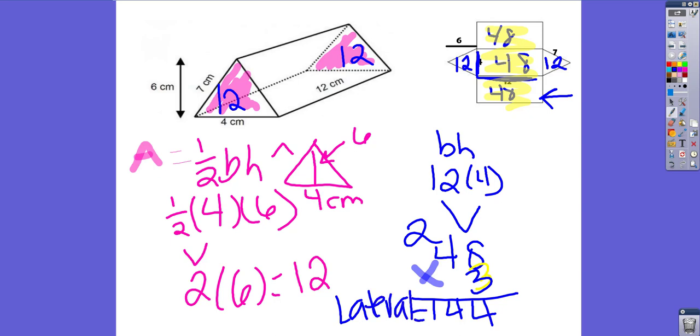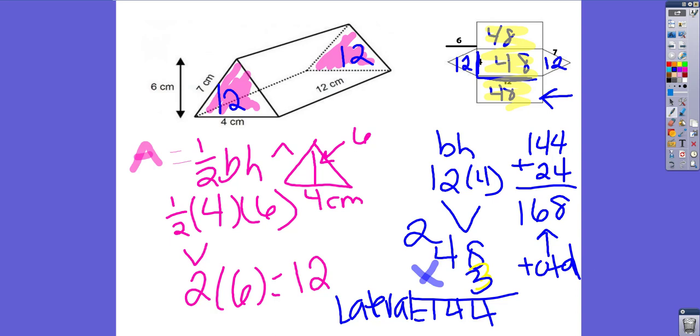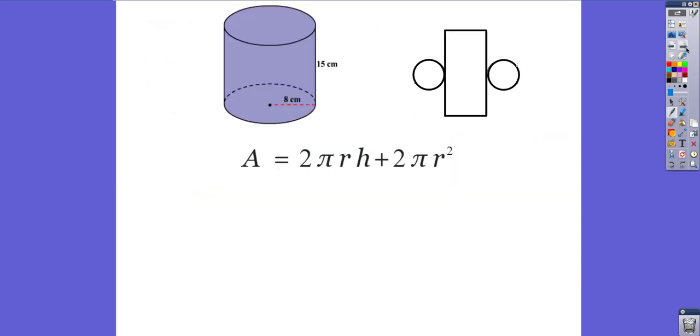Now if the question was asking me for the total surface area, it would be those and then my 2 bases, which were those 2 triangles. So that would be 12 and 12, which equals 24. And then when I add those, it gives me 168. So that would be my total surface area. So we have lateral surface area, that meant I just wanted the sides, or my total surface area wanted the area of everything combined. Alrighty, let's go ahead and do our next example.